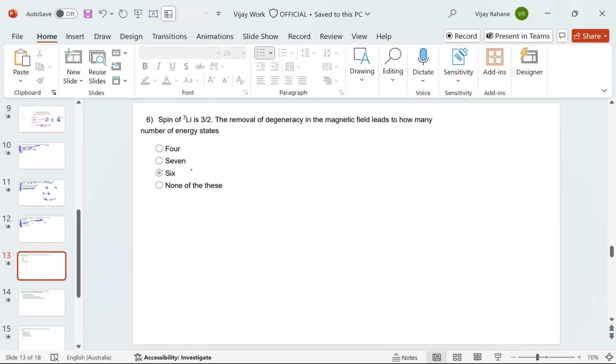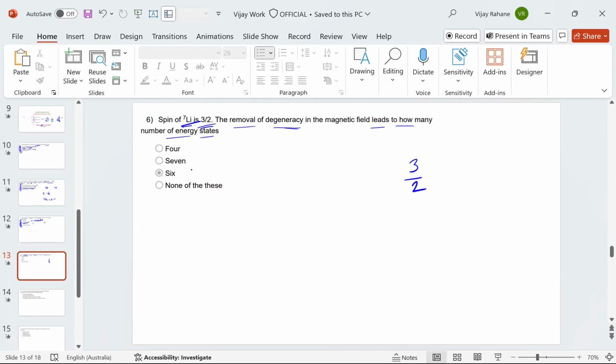The sixth one: the spin of lithium 7 is 3 by 2. The removal of degeneracy in the magnetic field leads to how many energy states? The spin given is 3 by 2, so you need to calculate the degeneracy. Do you know the formula for calculating degeneracy?